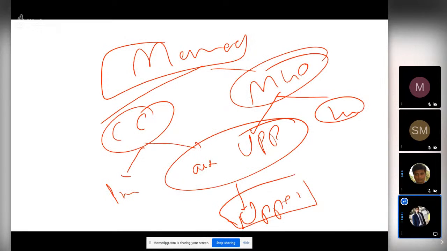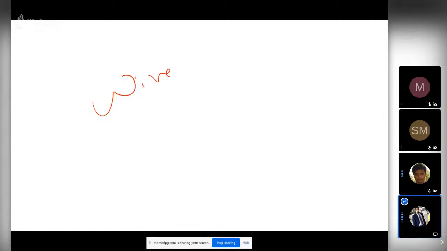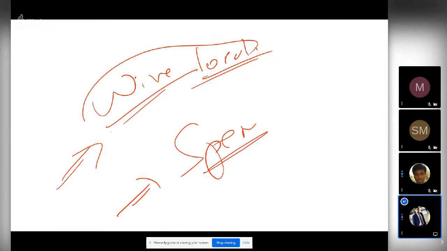And then what did we study? We studied two things. One is wire localization, where we keep a wire in the breast tissue, in the lesion, and then take a mammography, and we get to know where the lesion is while operating. Similarly, we can do a specimen mammography to see whether I have completely resected the wire-localized lesion. So those are the two things.